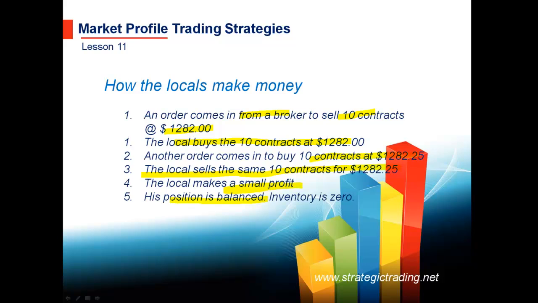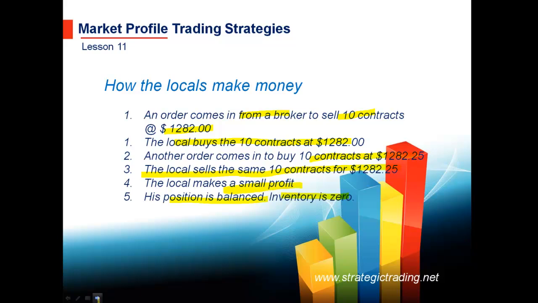Their position is balanced in this case because the local or the market maker sold the very same contracts that he had just bought. So his inventory, theoretically, at this point is zero, if that's all he has. But normally they have a much larger inventory. They're working with quite large sums of money and large inventories. So this is the ideal scenario for them. This is when they are balanced, and this is why they love to work in the value area, because it's easy for them to make money in the value area, with lots of trade going back and forth. This is the area where fair price is.